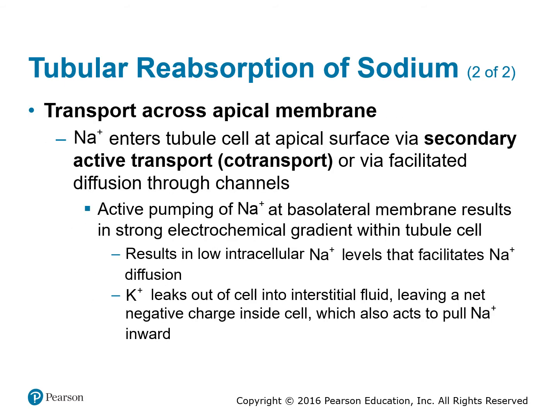Transport across the apical membrane: sodium enters the tubule cell at the apical surface, those little finger-like projections we saw off to the left, via secondary active transport, or co-transport, or via facilitated diffusion through channels. Active pumping of sodium at the basolateral membrane results in a strong electrochemical gradient. Remember, electricity and chemistry, that's how our body works most of the time. It results in low intracellular sodium levels that facilitate sodium diffusion. Potassium leaks out of the cell into the interstitial fluid, leaving a net negative charge inside the cell, which acts to pull the sodium inward.